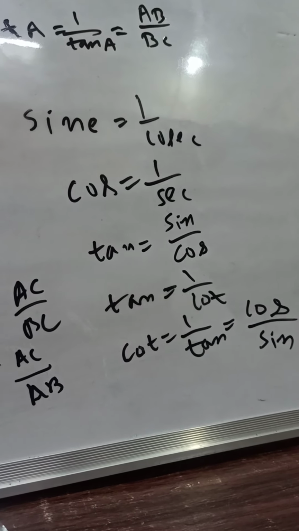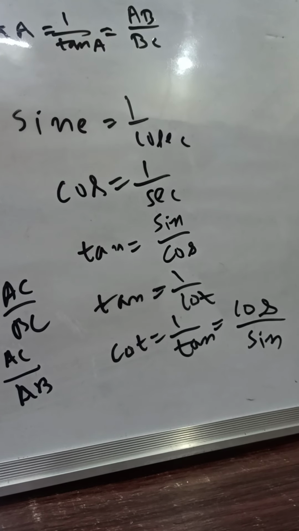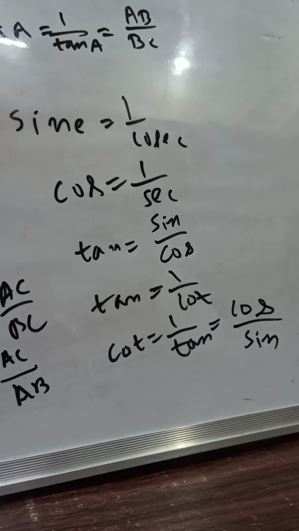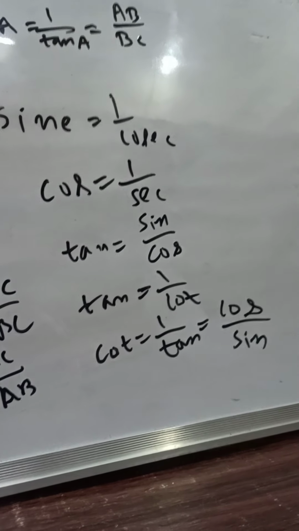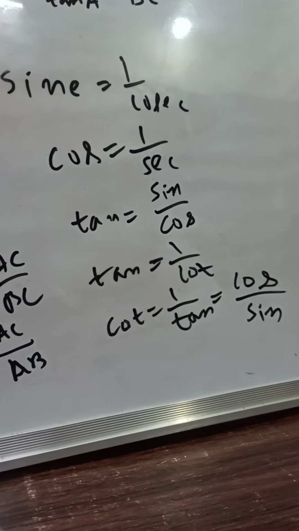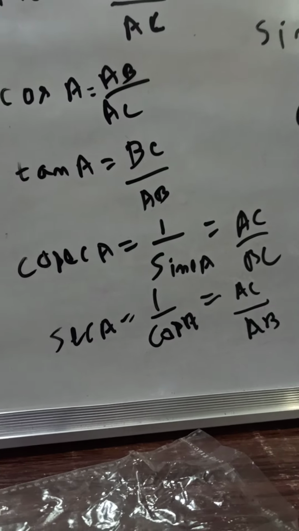Sin is equal to 1 by cosec, cos is equal to 1 by sec, tan is equal to sin by cos, or tan is equal to 1 by cot, cot is equal to 1 by tan, cos by sin. It may be cos A, sin theta, cos theta, whatever may be. I have written, just remember this by heart.